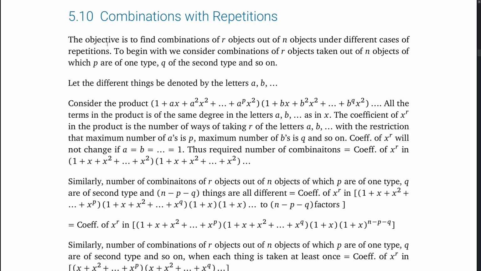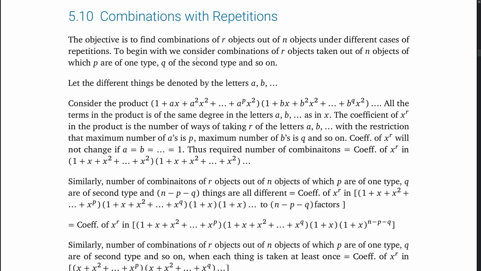Then we get started. So the first topic is combination with repetitions. Now, there are roughly 10 pages remaining, so I'll try to finish it by tomorrow. This video and one more video, and we'll try to finish the theory. The objective is to find combinations of R objects out of N objects under different cases of repetitions.